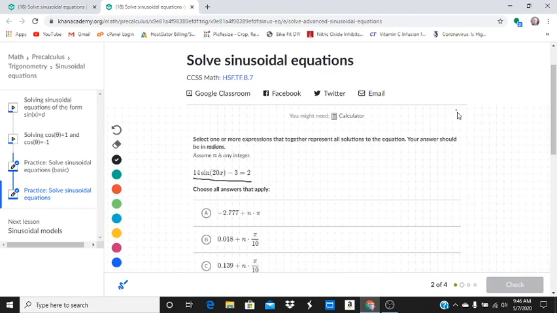All right, so let's go up here. So we've got 14 times the sine of 20x minus 3 equals 2. So we're going to go backwards from PEMDAS, so SADMAP. So we're going to undo the addition or subtraction first. So we're going to add 3. We're undoing the subtraction.